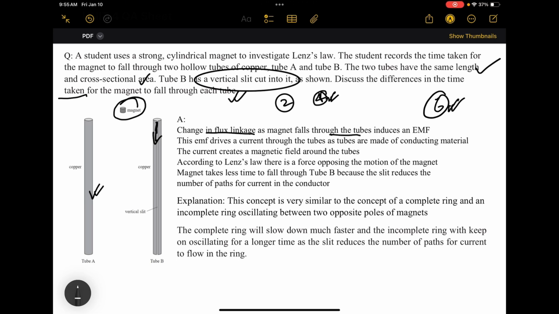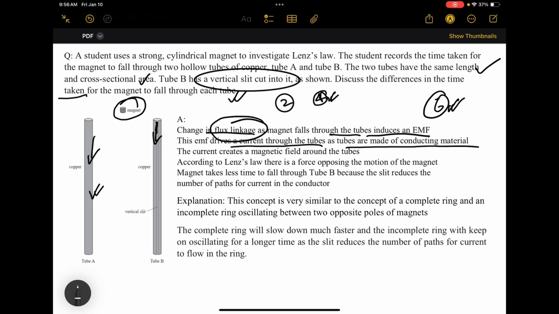When there is a change in magnetic flux linkage, an EMF is induced, so we will write that an EMF is induced. And we all know, when an EMF is induced, that EMF drives a current through the tubes, as the tubes are made up of conducting materials. We have to mention that, as the tubes are made of conducting materials, the current will flow through them. You can also mention forming a complete circuit.